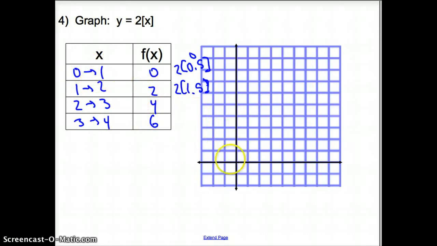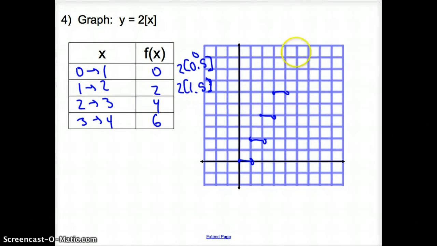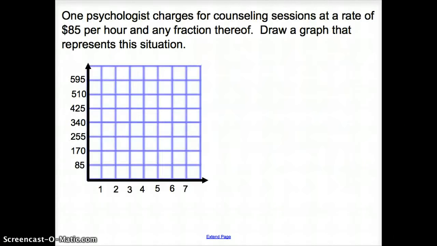Again, now we have to plot these. 0 to 1, right here is at 0. Then we have 1 to 2, which is here, but it's all the way at 2 now. Then we have 2 to 3, which is right here, but it's all the way at 4. And then 3 to 4, and it's all the way at 6. Now let's move on to a word problem.